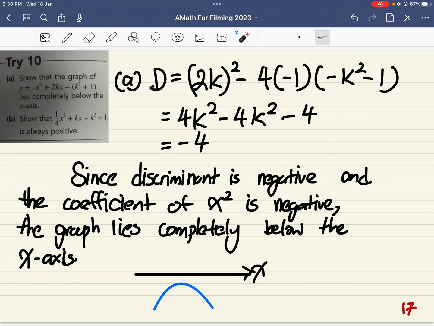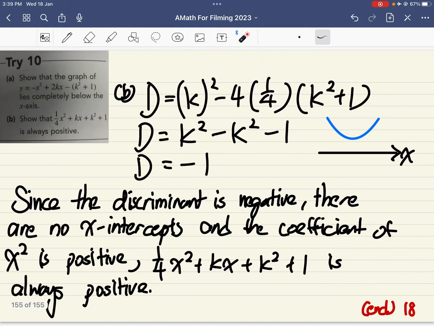Okay, for try 10, first and foremost, I found the discriminant. I found my discriminant is negative 4. Same thing, if you look at my diagram here, my coefficient of x squared is negative. So this implies that this will be a frowning graph, and my discriminant is negative, which means that there are no x-intercepts. So my sketch is over here. But to show this in words, you can say since discriminant is negative, no x-intercepts, coefficient of x squared is negative, it's a frowning graph, hence the graph lies completely below the x-axis.